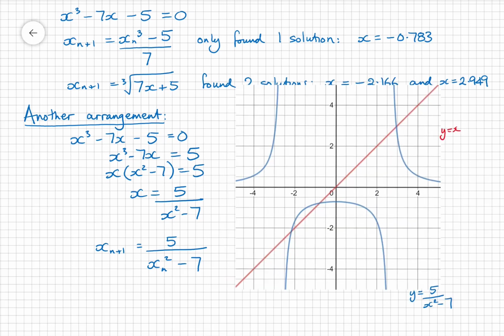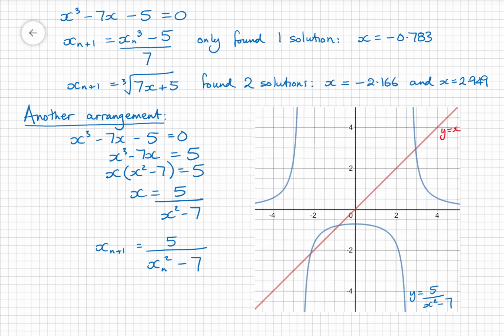And here's the graph that results from that. Again in red, the line y is equal to x, and in blue, y is equal to 5 over x squared minus 7. Once again, the intersection points of curve and line represent the positions of the solutions of that equation.